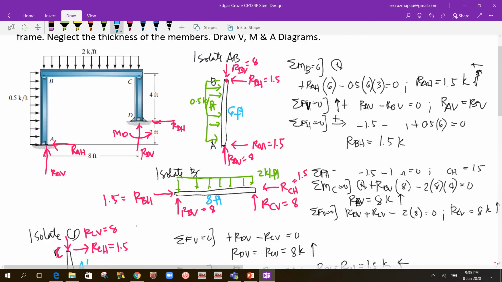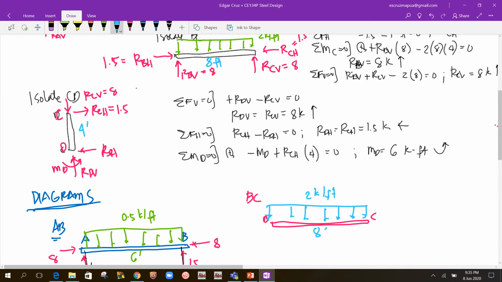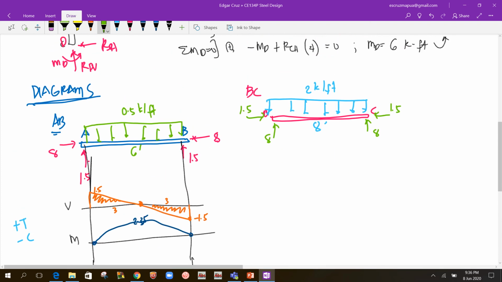So di bali meron tayong 1.5 to the right, tapos 1.5 to the left. Tapos may RVB tayo na 8 pataas. Tapos dito rin meron tayong RC vertical na 8 din. So, drawing the shear and moment diagram, simple lang naman, no? Parang simple beam lang siya.